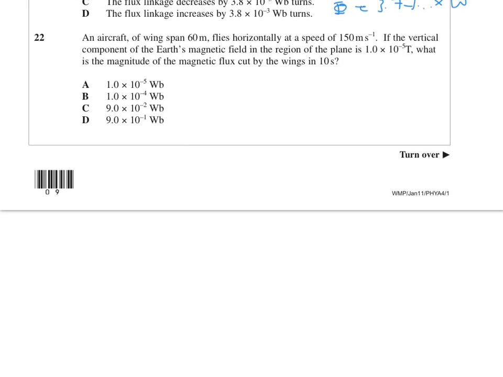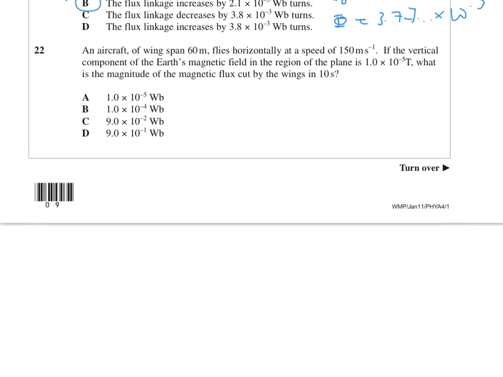Aircraft wingspan of 60 times by a speed of 150, and you've got a flux density of that. So first of all, the swept out area is going to be 60 times 150. The area swept out per second is 9,000 meters squared per second. So if we times that by 1.0 times 10 to the minus 5, that gives you BA, so it gives you flux per second.